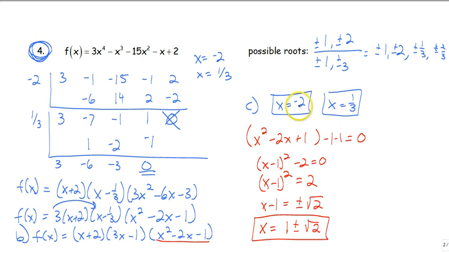But again, I have my 4 zeros now. 2 of them I got from the graph. You can always get enough to synthetically divide down to a quadratic, and then you can use the quadratic formula to solve for those last two.